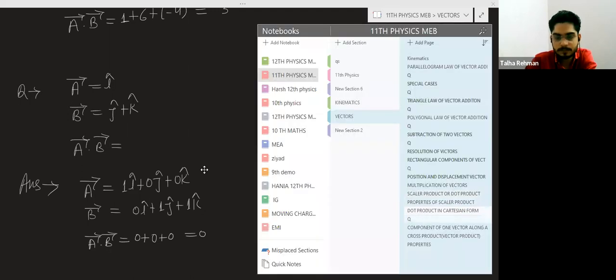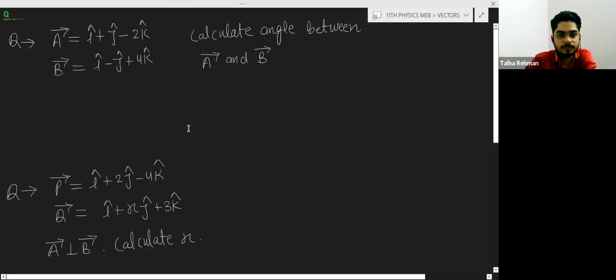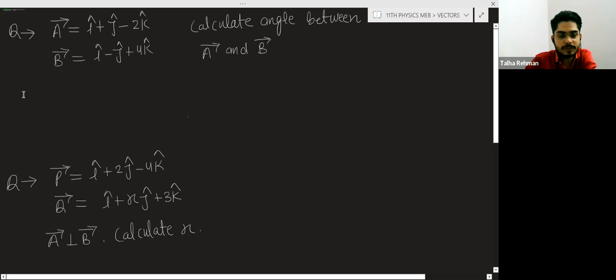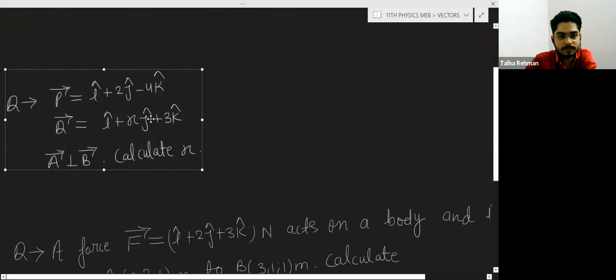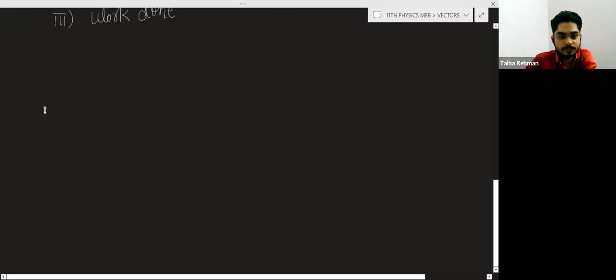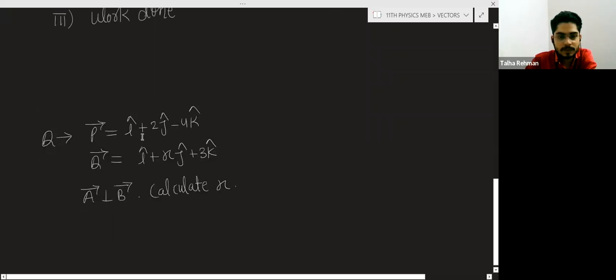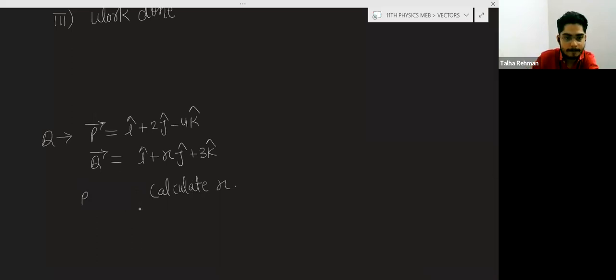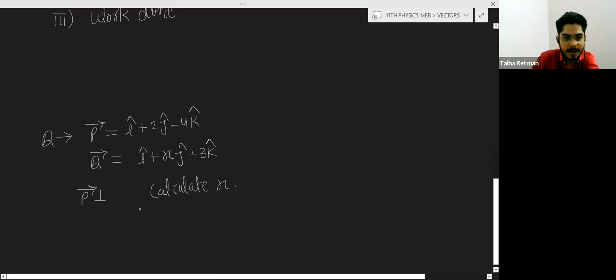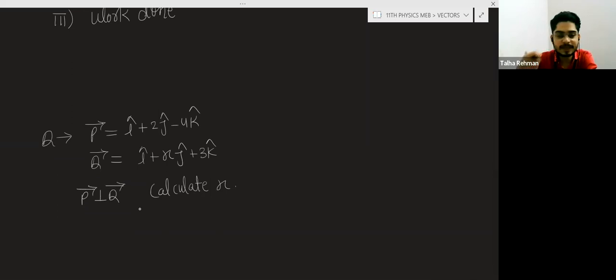Now, this question. First, we will solve this question. This is a very easy question. P vector is given this and Q vector is given this. This P vector is perpendicular to Q vector. P vector and Q vector are perpendicular.